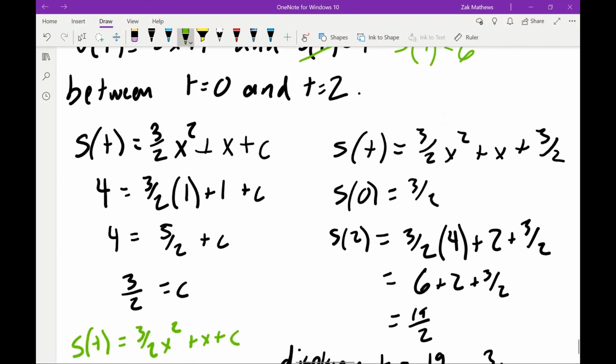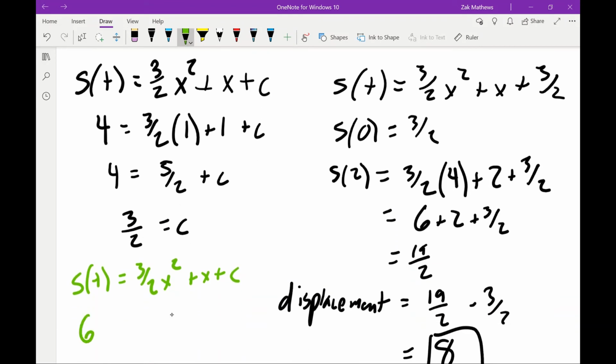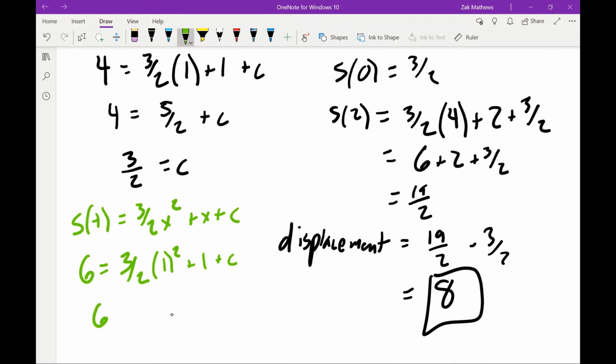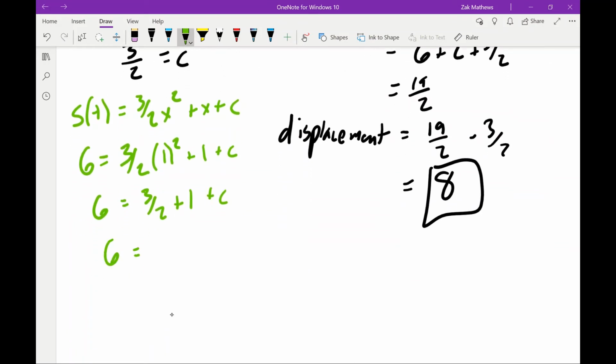This time I'm going to plug in a 1 and a 6. So 6 is equal to 3/2. I'm going to have a 1 here, squared, plus 1 plus c. So 6 is equal to 3/2 plus 1 plus c, and so we can simplify that. That is 5/2 once again. So this time we're getting a different c value. The c, 6 is 12/2 minus 5/2 would be 7/2 plus the c.